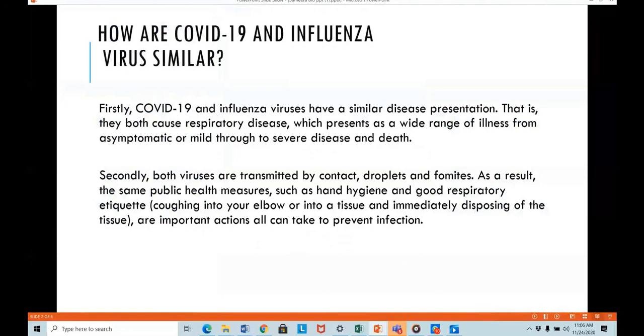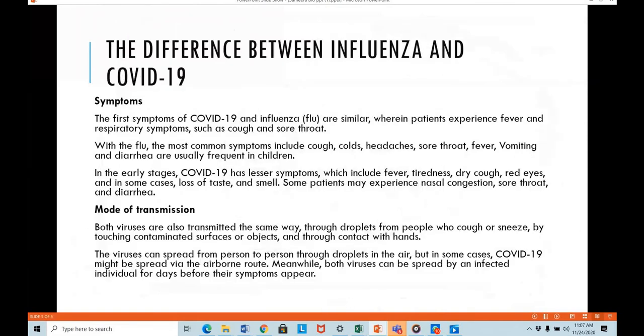How are COVID-19 and influenza virus similar? Firstly, COVID-19 and influenza virus have a similar disease presentation. That is, they both cause respiratory diseases, which present as a wide range of illness from asymptomatic or mild symptoms to severe disease and death. Secondly, because both are transmitted by contact and droplets, the same public health measures, such as hand hygiene and social distancing, are important actions all can take to prevent infection.